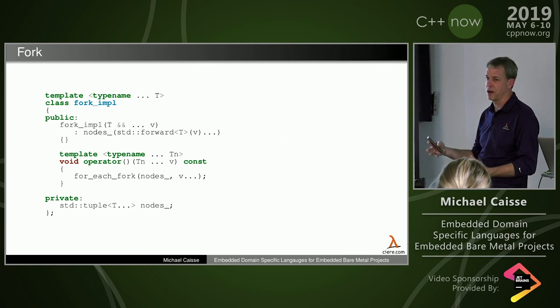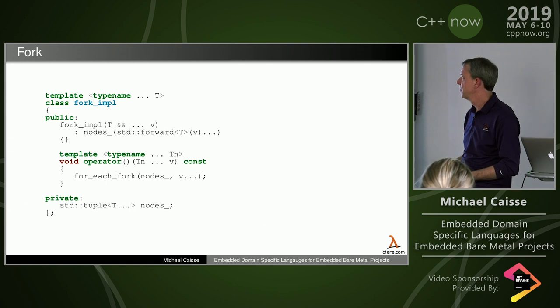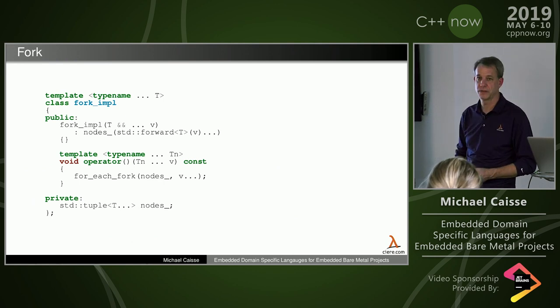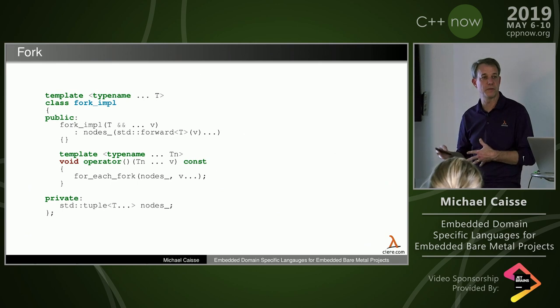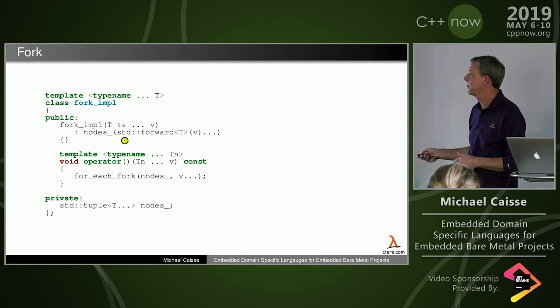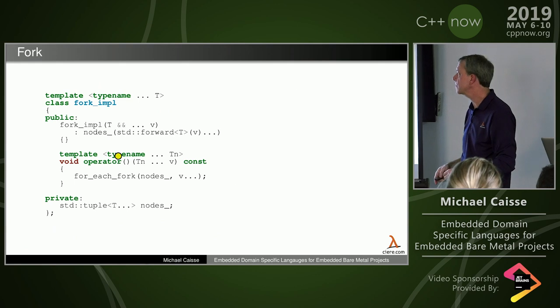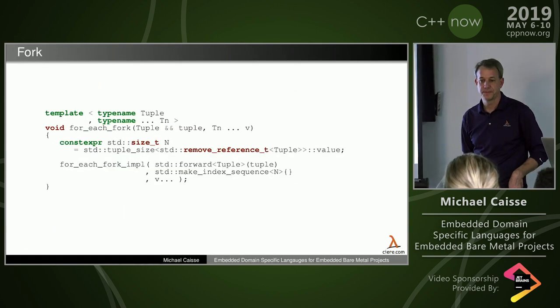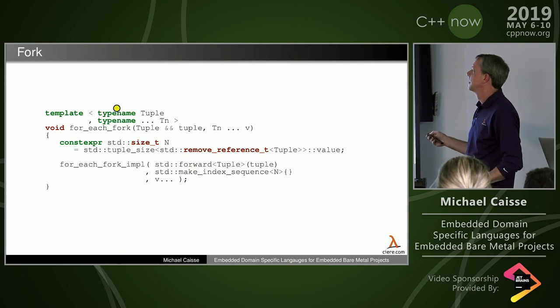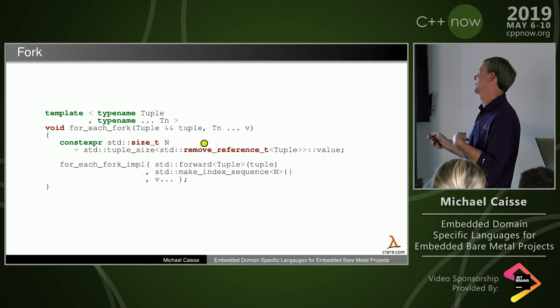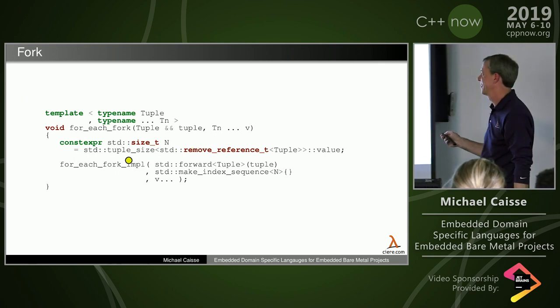When we now actually call the impl, we're going to call for each fork, passing the nodes and the expansion of whatever the call was that came in. This part here is what came in from the pipe, whatever the input is. So what's for each fork? It takes the tuple and the arguments T1 through Tn, and calculates the size of the tuple. Thank you, Louis, or Marshall.